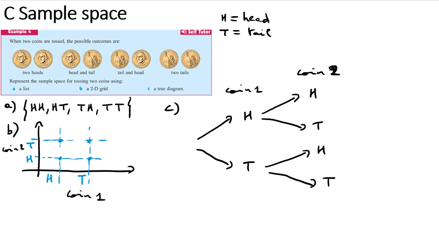So here we say that the first one is a head, the second one is a head. Here we say that the first one is a head, the second one is a tail. Here we say that the first one is a tail, the second one is a head, and here we say that the first one is a tail and the second one is a tail. And you have them all here again, just like in A.